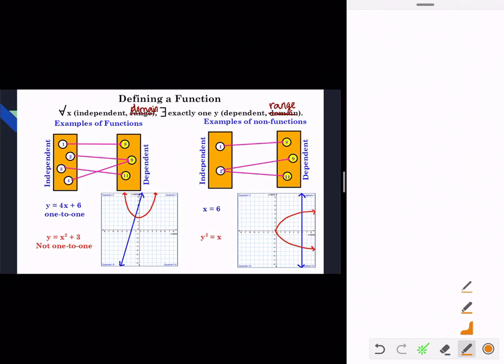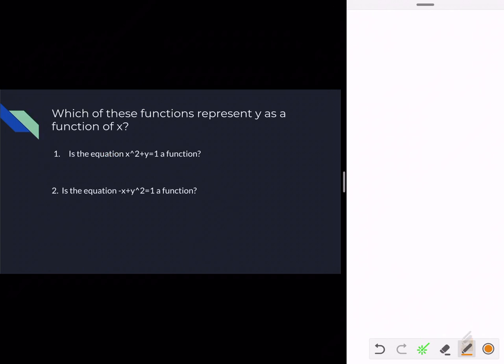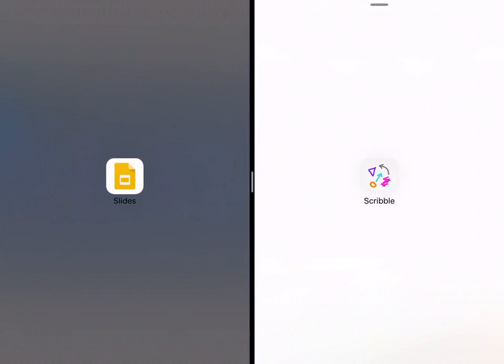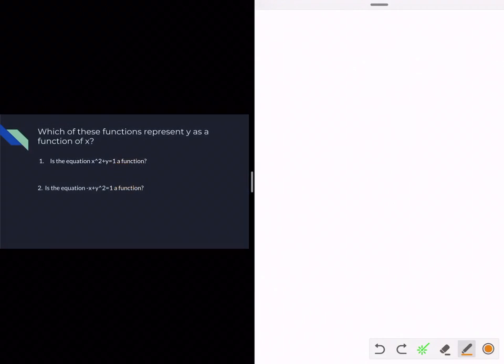Okay, let's move on. Which of these represent y as a function of x? Let me expand this out. Is the equation x squared plus y equals 1 a function? To solve this problem, you have to solve for y. So let's subtract x squared from both sides, and you get y equals 1 minus x squared.